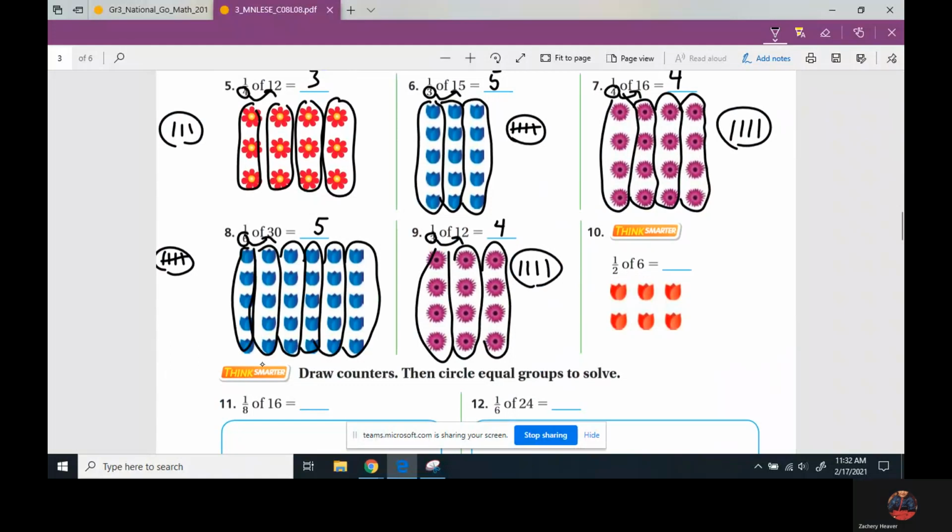The next one, 1/2 of 6, half of 6. How many times can 2 go into 6? 2, 4, 6. There's going to be 3 in each group. So look, I can't do that because that's only giving me 2 in each group. I'm going to have to go like this. See? So I have 2 groups, 3 in each group, which makes 6 total. Half of 6 is 3.